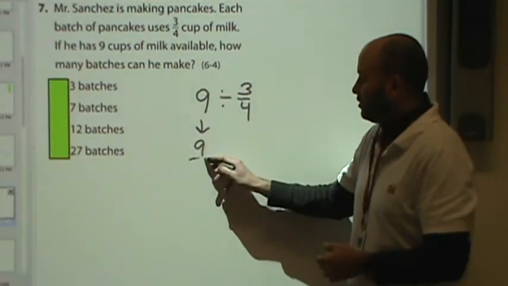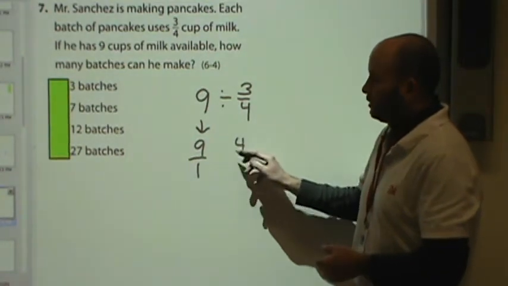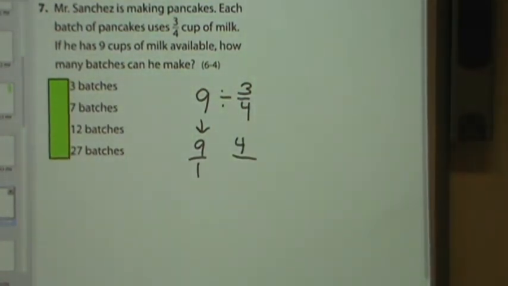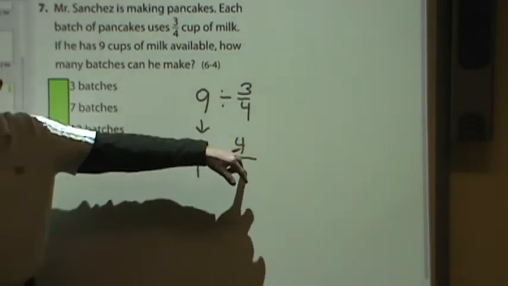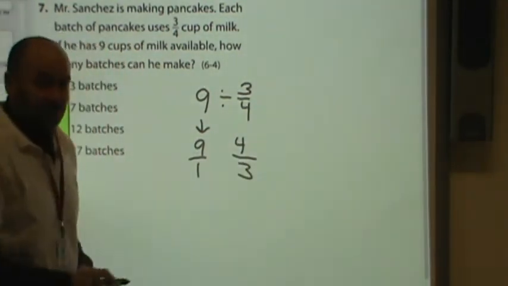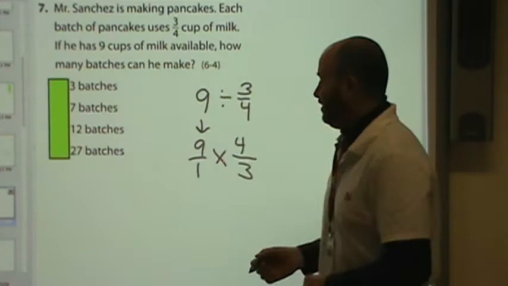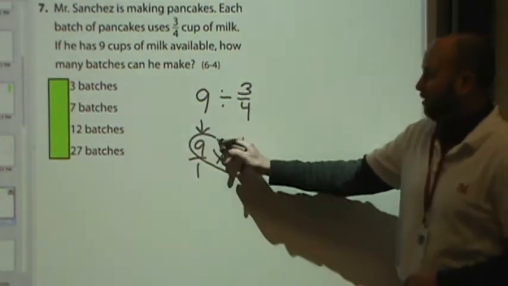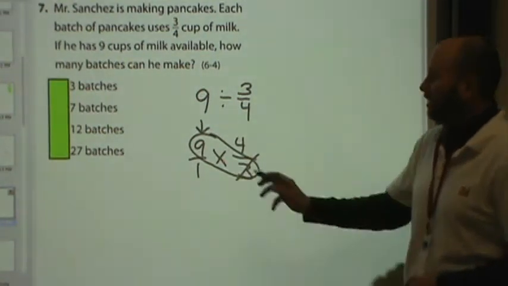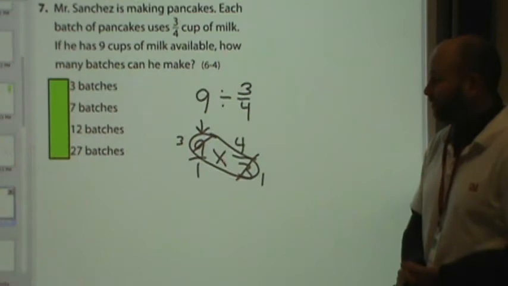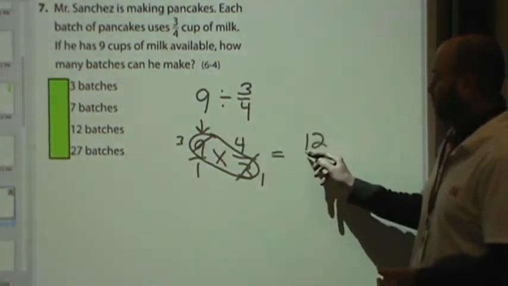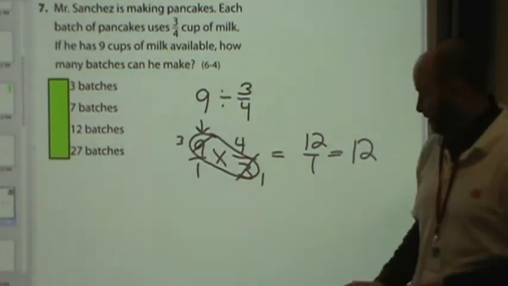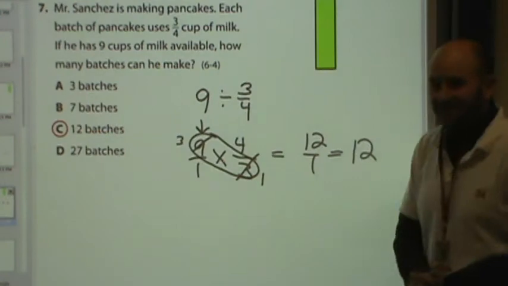Make 9 an improper fraction. 3/4 will become the reciprocal, and then you can do your multiplication. So in this case, you would have cross-simplifying, and you would have 1 over 3, and 9 divided by that would be 3. So your new problem is then 3 times 4, which is 12 over 1, which equals 12. And our answer then would be letter C.